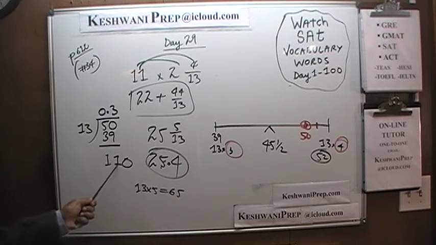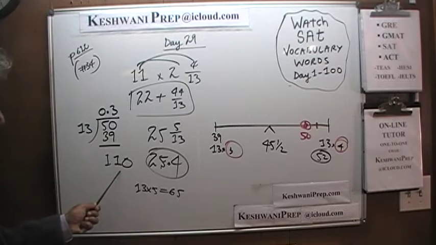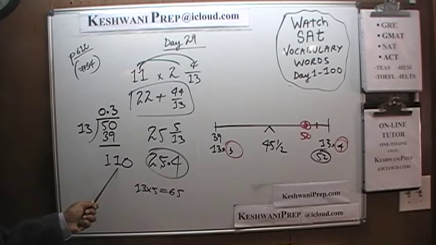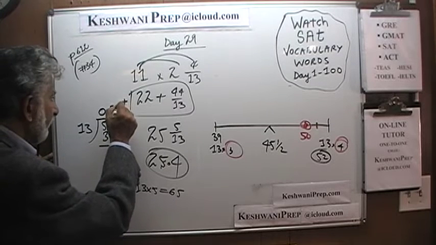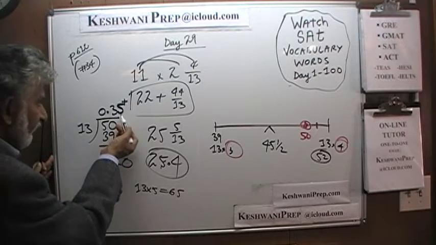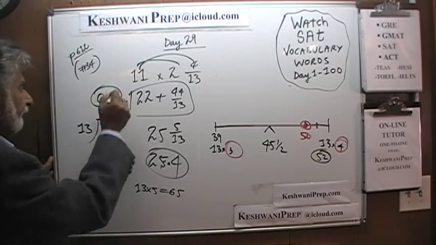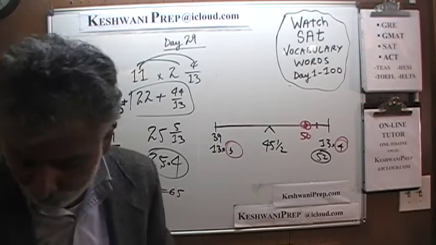We are way beyond 65. This number is much bigger than 65. So I don't know how many 13s I would put here, and I'm not going to waste my time to figure it out. But I do know whatever it is, this number is going to be 5 or more. And therefore, since it's 5 or more, when you round it to the nearest tenth, it's going to be 0.4. That's all. So the answer here is 25.4.